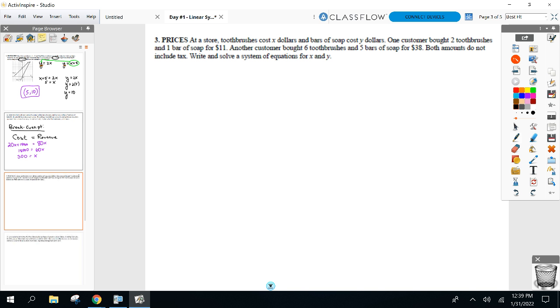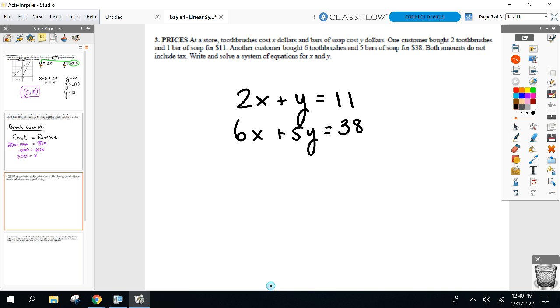So first customer goes in, 2 toothbrushes, 2X plus a bar of soap, 1Y, totaled up to $11. There's my first equation for my first customer. Any issues? No. Customer 2, 6 toothbrushes, 6X, 5 bars of soap, 5Y, totaled up to 38. Here we go now. This isn't as easy as just substitute it in like problem number 1. I need to eliminate a variable now.